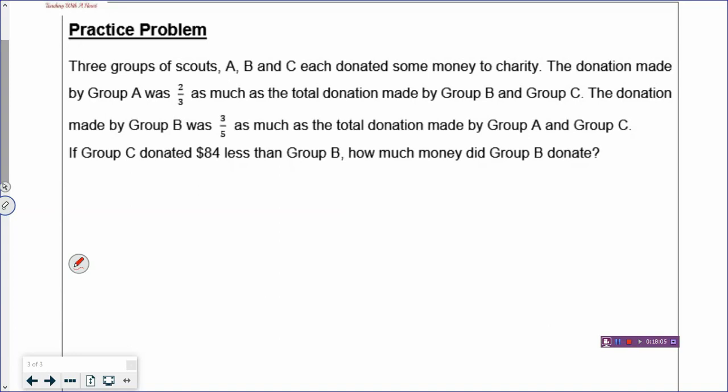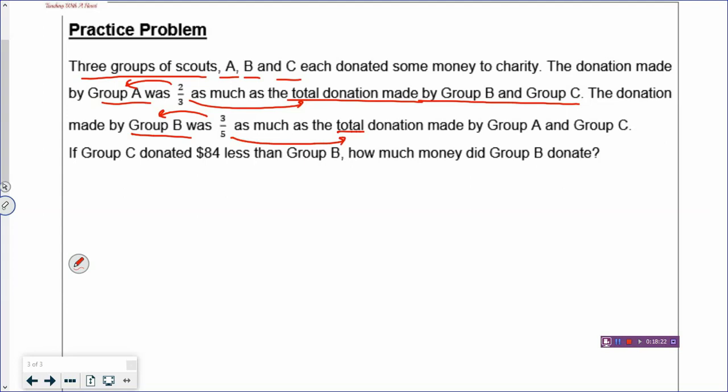So 3 groups of scouts, A, B, C, each donated some money to charity. The donation made by group A was 2/3 of the total donation made by group B and group C. The donation made by group B was 3/5 as much as the total donation made by group A and group C. So if group C donated 84 less than group B, how much money did group B donate?